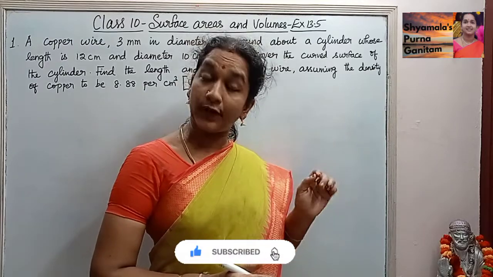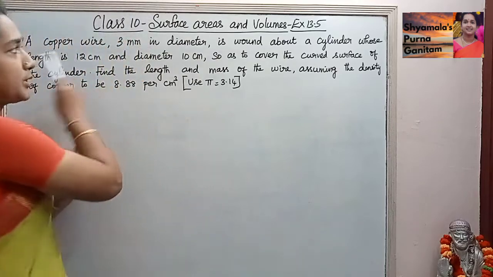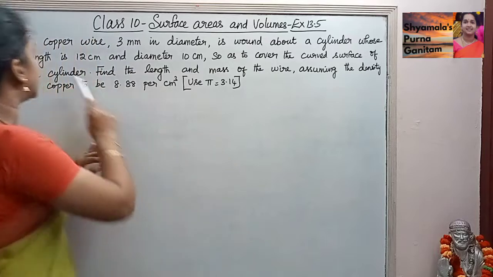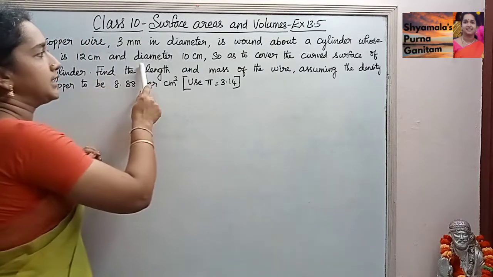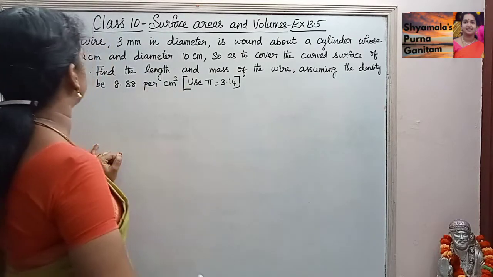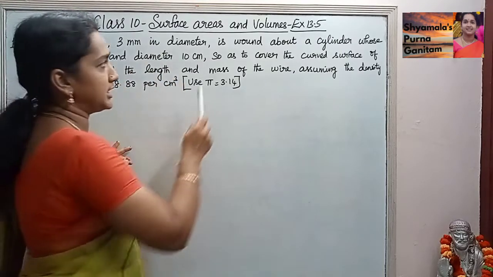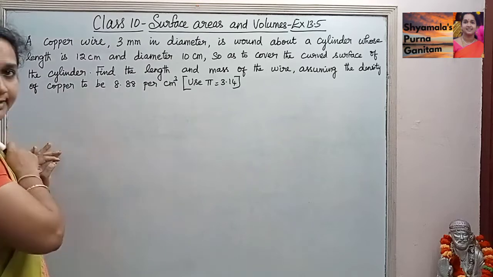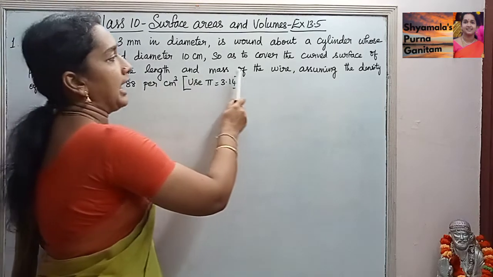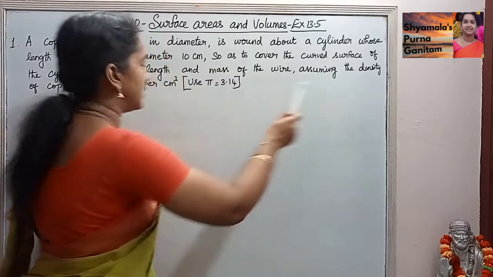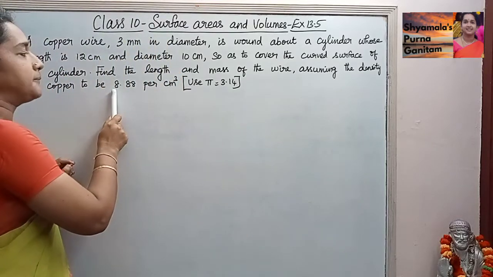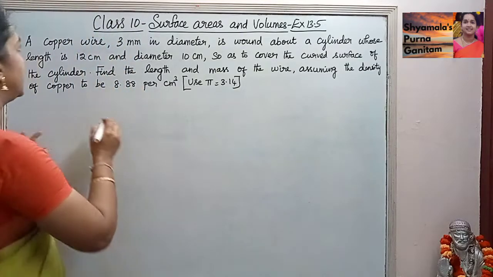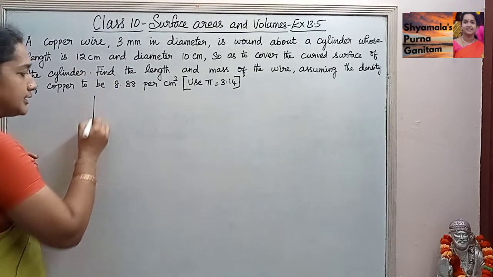Exercise 13.5, first sum. A copper wire 3 millimeter in diameter is wound about a cylinder whose length is 12 centimeter and diameter 10 centimeter, so as to cover the CSA, that is the curved surface of the cylinder. Find the length and mass of the wire, assuming the density of the copper to be 8.88 per centimeter cube.